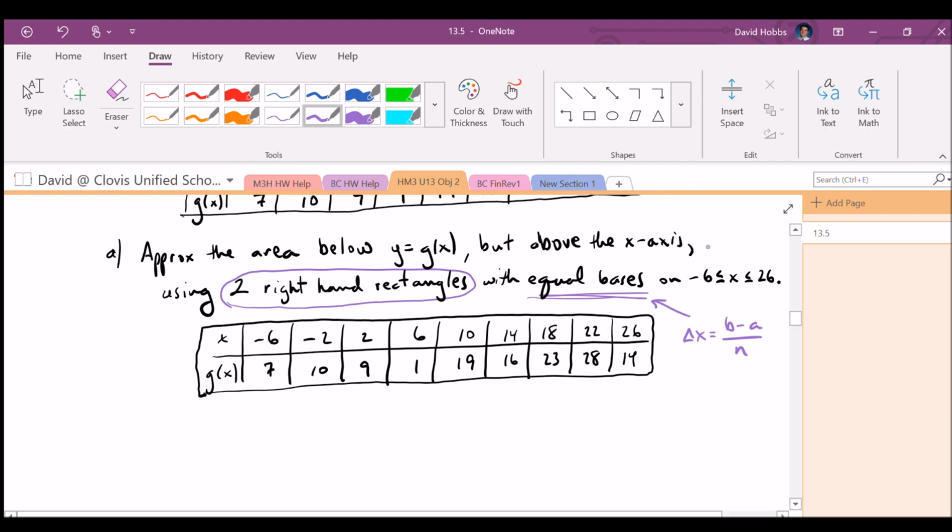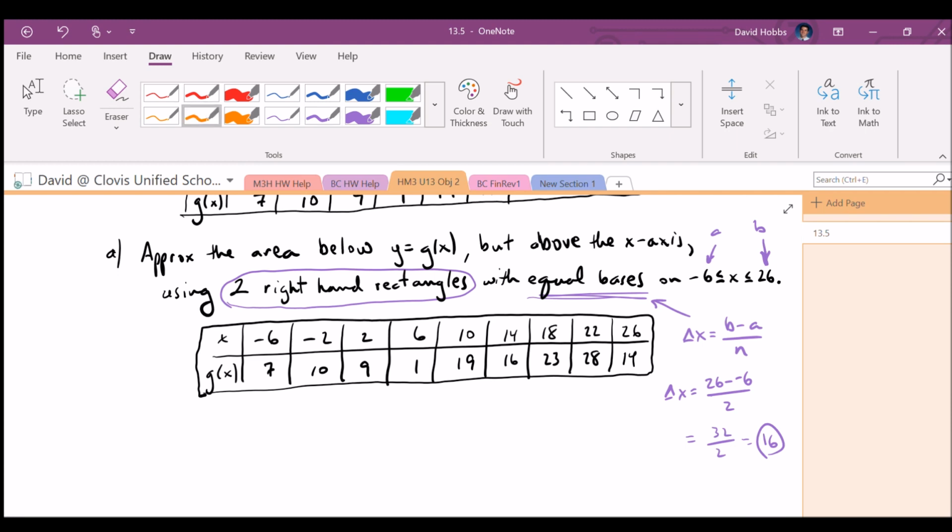Well, a is the first value here on the left, and the b is the second value here on the right. So b minus a divided by the number of rectangles. So in this particular case, delta x is 26 minus -6 over, we want 2 right-hand, so number of rectangles is 2. So that is 32 over 2, which is 16. Okay, so the base of each rectangle is 16.